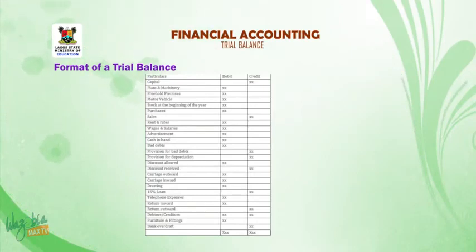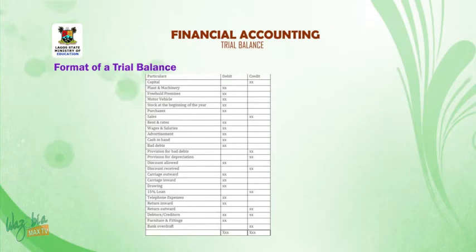Carriage outward is an expense, is taken to the debit column of the trial balance. Carriage inward is an expense, is taken to the debit column of the trial balance. Drawing reduces capital and as such is taken to the debit column of the trial balance.